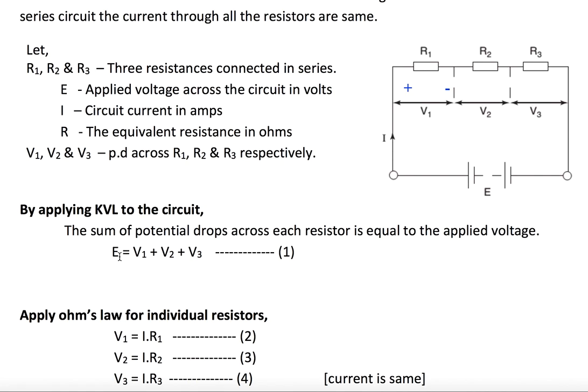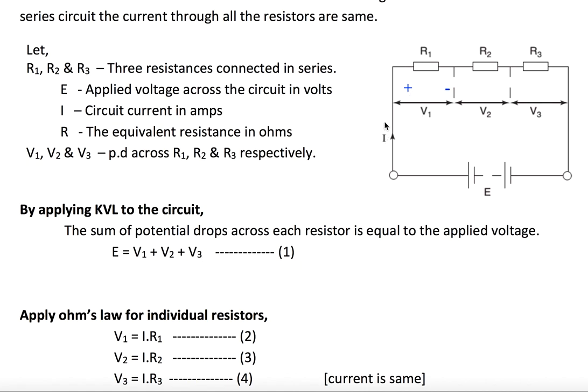So this is minus E plus V1 plus V2 plus V3 equal to 0. If you transfer E to that side, then this becomes E equal to V1 plus V2 plus V3. Okay, you got the point.